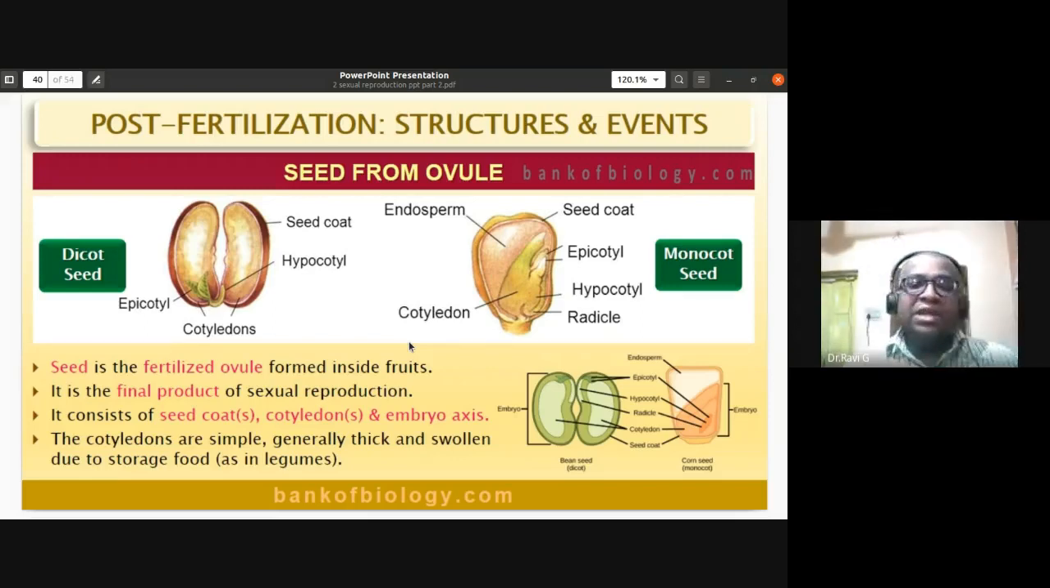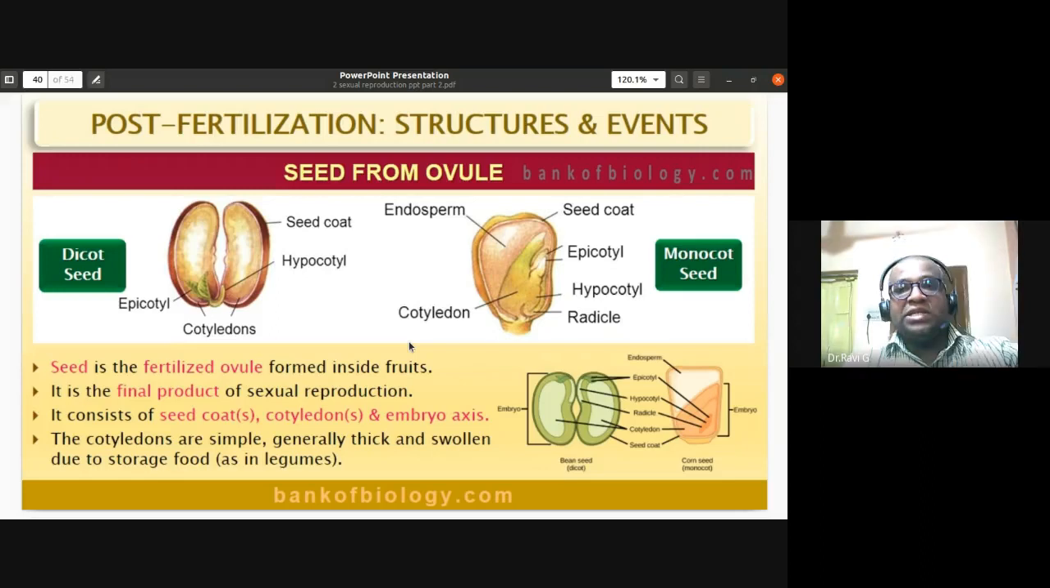So what is seed? Seed is the fertilized ovule, and it is formed within the fruit. That is the characteristic feature of angiosperms. Angio means enclosed, sperma means seed. The seeds are enclosed by fruits.